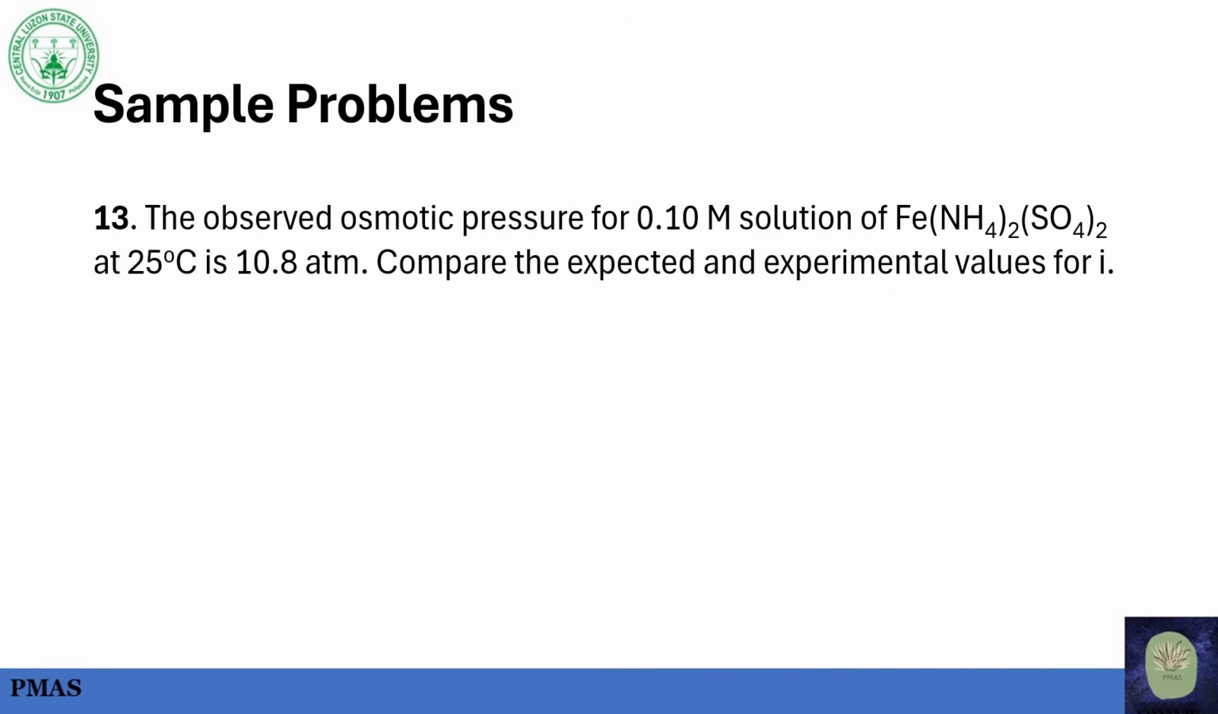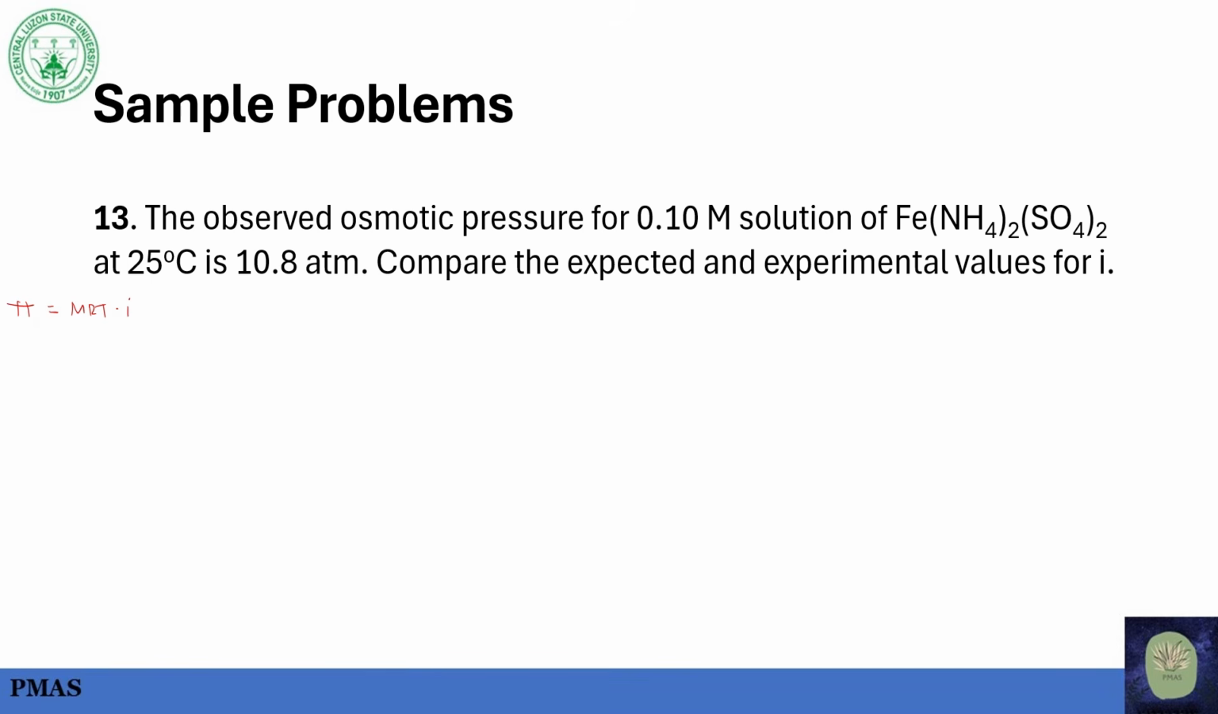Okay, for the last problem, the observed osmotic pressure for a 0.1 molar solution of Fe(NH4)2(SO4)2 at 25 degrees Celsius is 10.8 atmosphere. Compare the expected and experimental values for i. Okay? So again, this is for osmotic pressure. So the osmotic pressure is equal to mRT, but this time we have ions. So we need to multiply it by the Van't Hoff factor i.